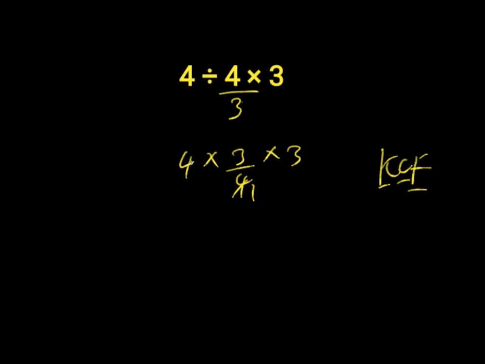Now let us simplify. 4 into here 1, 4 into here 1. Then we are left with 3 times 3. 3 times 3 will give us 9. 9 is the right answer to this question.